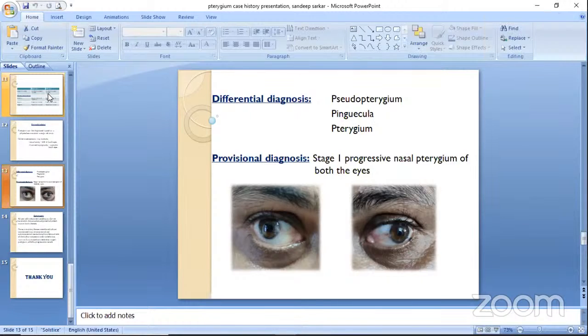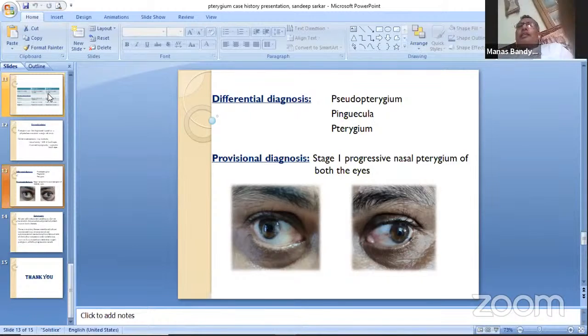Your provisional diagnosis is pterygium. Then why do you mention it again in the differential diagnosis? Differential diagnosis means the other possibilities. So you should not mention pterygium in the differential diagnosis.